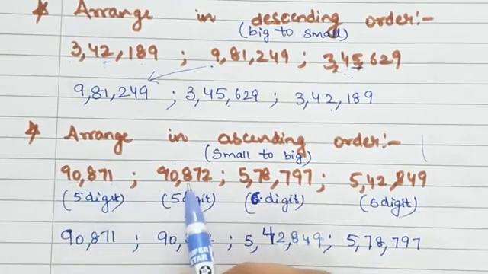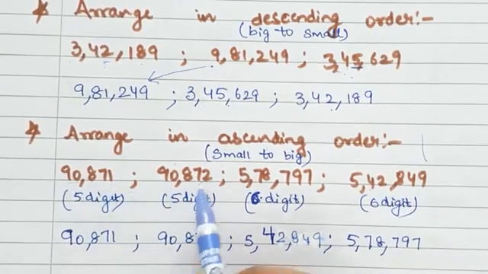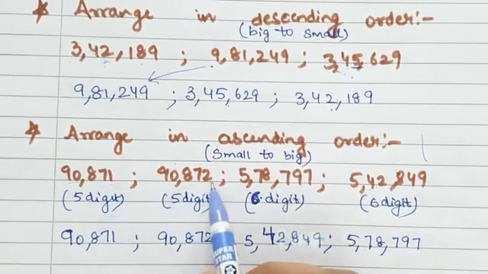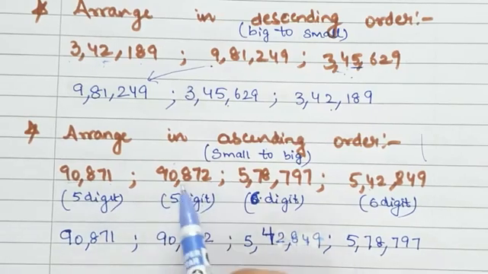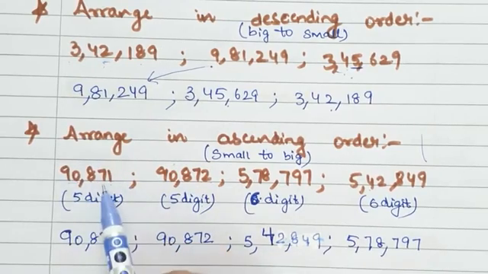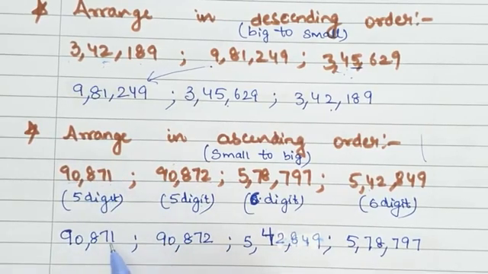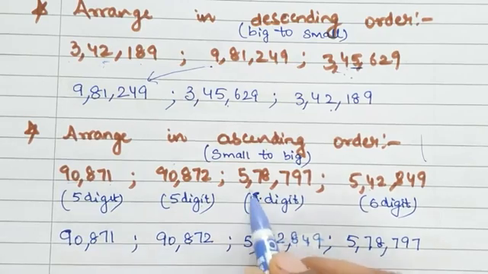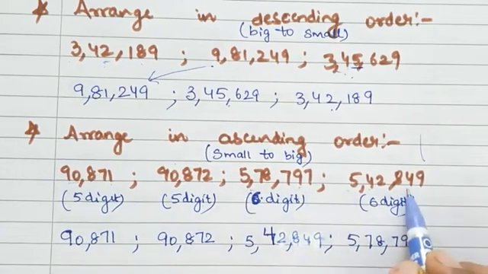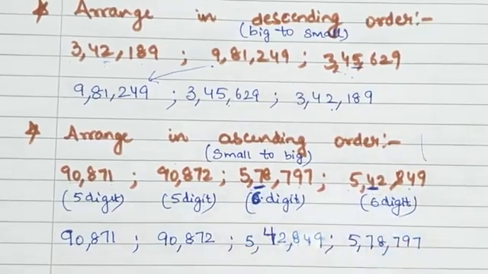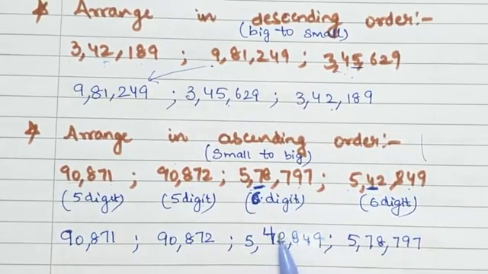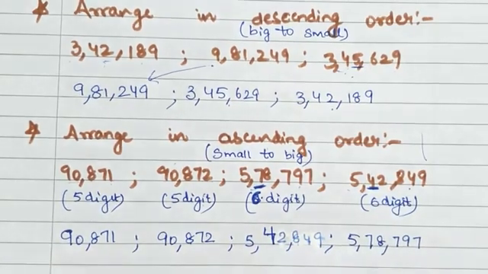So 90,871 and 90,872. So which is bigger? Yes, this one is bigger and this one is smaller. So start from smaller, then bigger. Now out of these 2 numbers, it is very clear that this number is greater than this number. So first of all we will write this number, then in the last we will write this number.